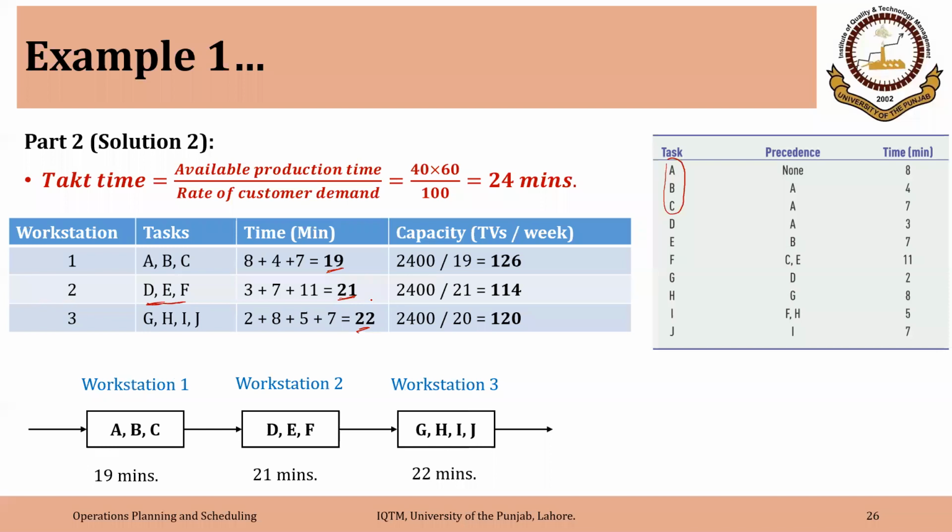This is the combination that we have. So this should be 22 actually, this one. So output will be greater than 120. You can calculate: 2400 divided by 22. So this will be approximately 109.